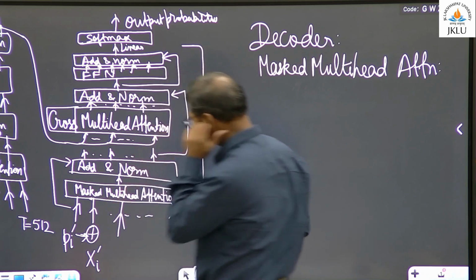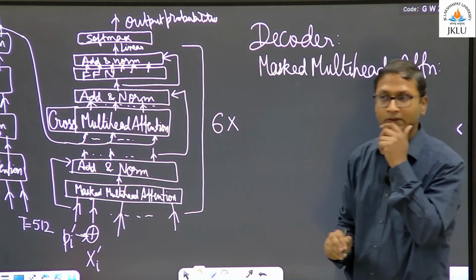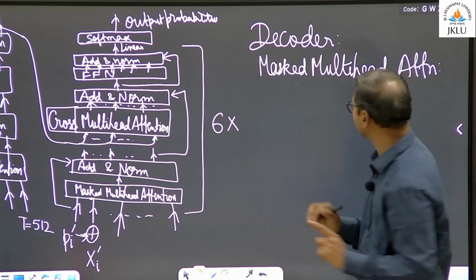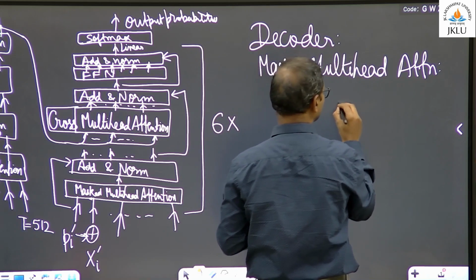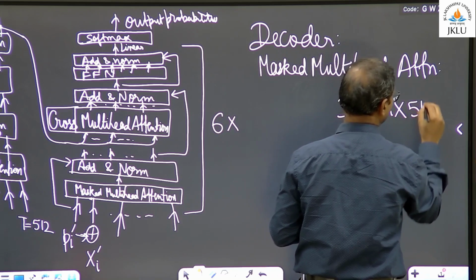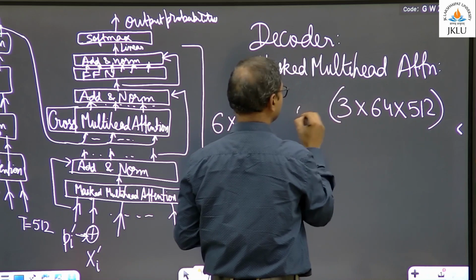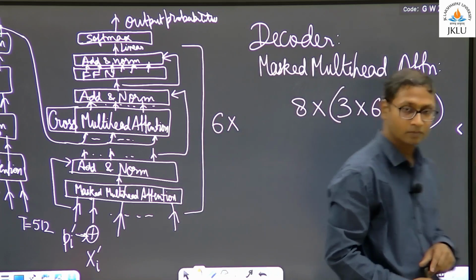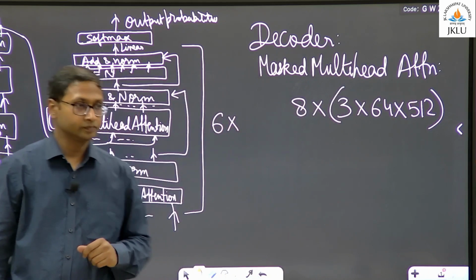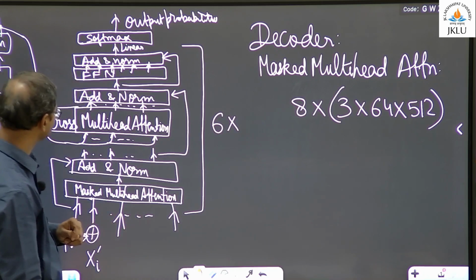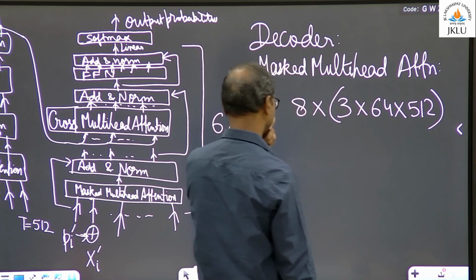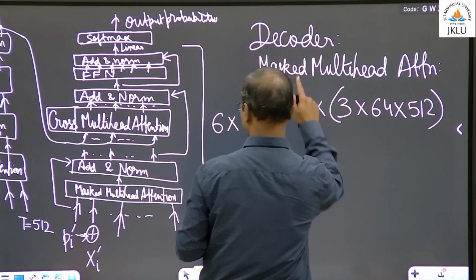What do I do? Same, exact same math for the calculation of number of parameters. It is still 3 cross 64 cross 512, and these are multi heads, right? What else? So masked multi-head is done.